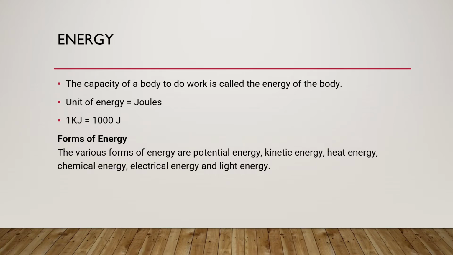So first, let us see what is energy. The capacity of a body to do work is called the energy of the body, and its unit is joules. 1 kilojoule is equal to 1000 joules. So let us see what are the forms of energy. The various forms of energy are potential energy, kinetic energy, heat energy, chemical energy, electric energy, and light energy.